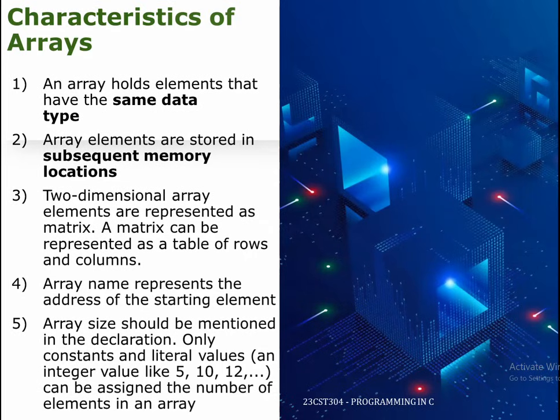Imagine a row of lockers in your college. Locker number 1 is followed by locker number 2. Then locker number 3. Similarly, array elements are stored one after another in memory. Because of this continuous arrangement, accessing array elements becomes very fast. The third characteristic is that the array name represents the address of the first element. In simple words, the array name points to the beginning of the array in memory.